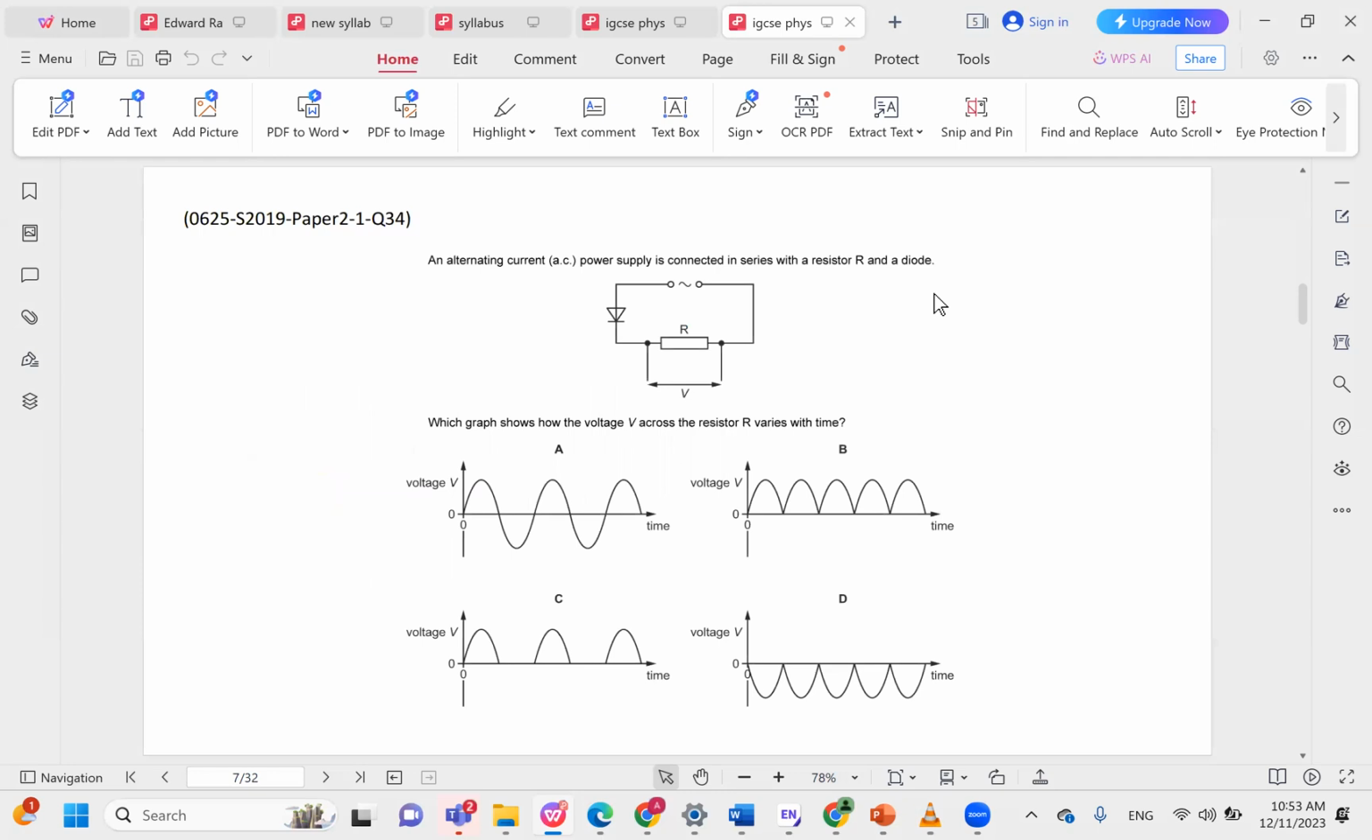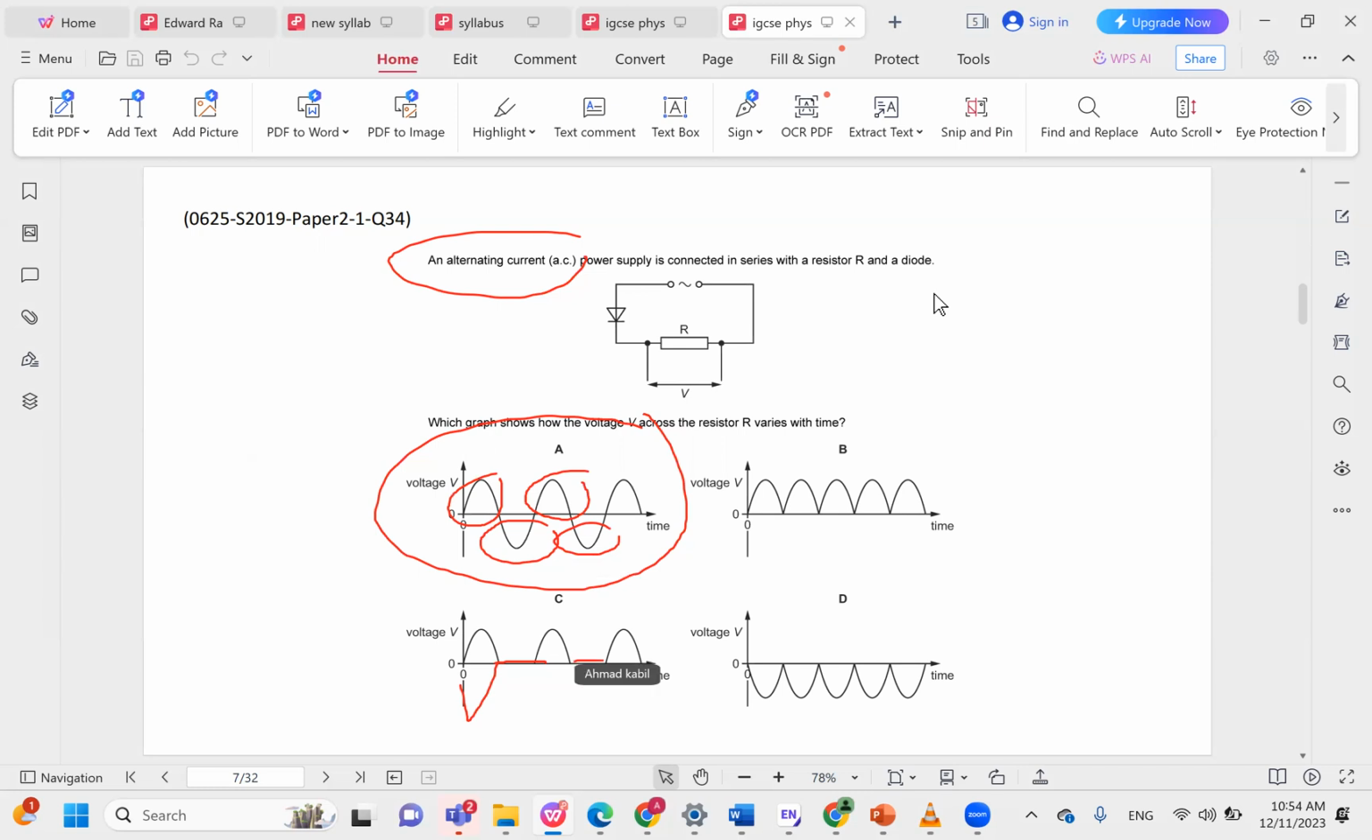An alternating current power supply is connected in series with a resistor and a diode. Which graph shows how the voltage V across the resistor varies with time? A is wrong, because A is the graph of a regular alternating current. What does a diode do? When the current flows in the positive direction, it's allowed. But when it flows in the negative direction, it is stopped. And then when it flows in the positive, it's allowed. When it flows in the negative, it is stopped, and so on and so forth. So C is actually the correct answer.